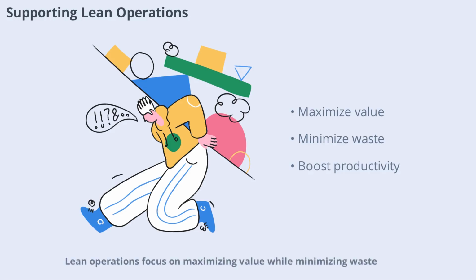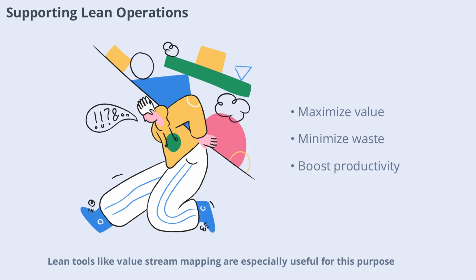Lean operations focus on maximizing value while minimizing waste. Process flow analysis aligns perfectly with this goal by making waste visible and actionable. By mapping out every step, organizations can systematically remove inefficiencies and streamline workflows. This not only boosts productivity, but also enhances flexibility and responsiveness to customer needs.